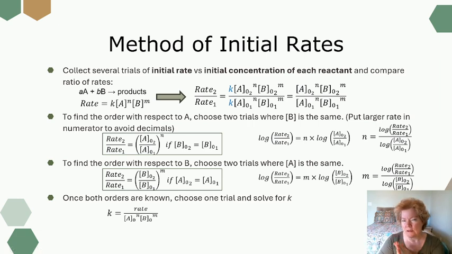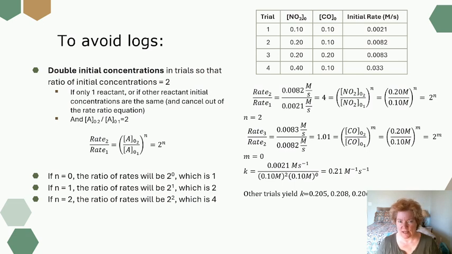All right, so how do we get rid of the logs? Turns out I can just use some simple, nice tricks about math. If I double the initial concentration of a reactant, then this ratio of the initial concentrations is 2. And now this becomes the ratio of the rates is equal to 2 to the n power. Remember, we were talking about what happens if you double the initial concentration. This is what we're referring to. So I will do the experiment in such a way that I double the initial concentration of a reactant, but I leave the initial concentration of the other reactant the same, which means I get this relationship.